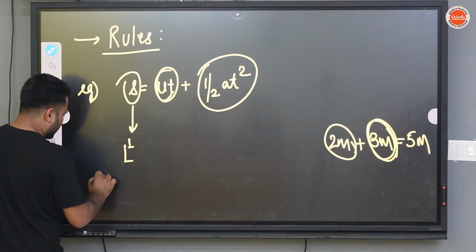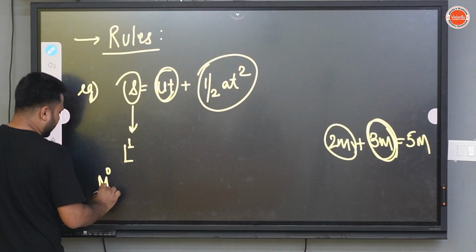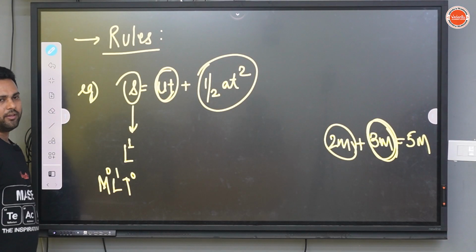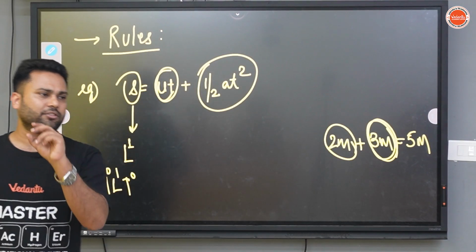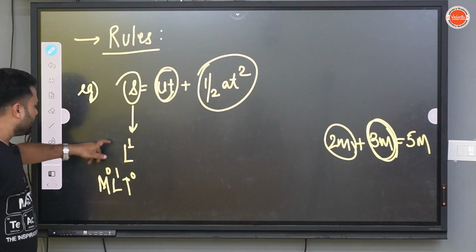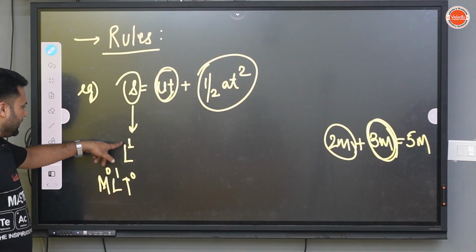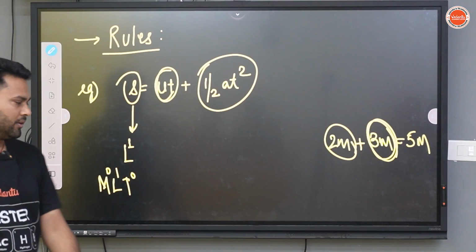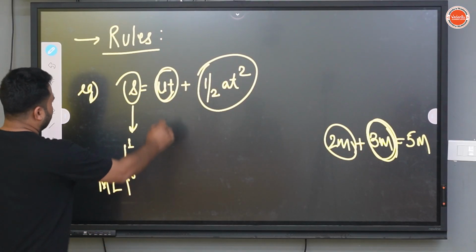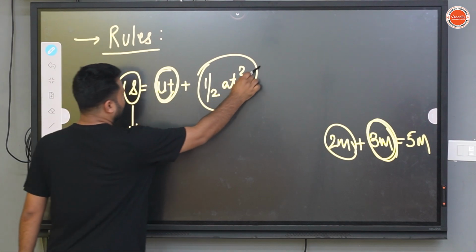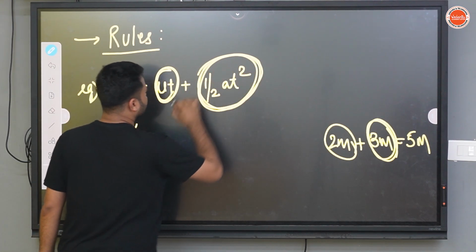Or some books will write it like this, M0 L1 T0. If nothing is there, it means M to the power 0. In this case M is not there, so M to the power 0, L to the power 1, time is not there, so T to the power 0. So all these quantities will also have the same dimension. Similarly, this quantity will also have the same dimension.